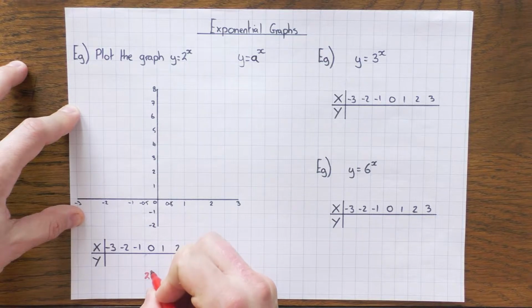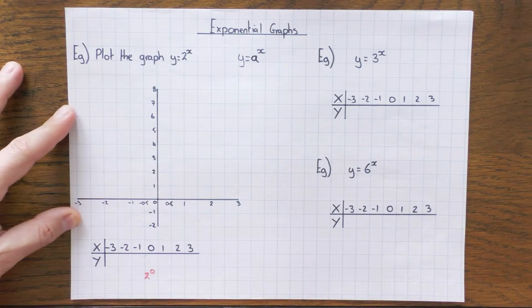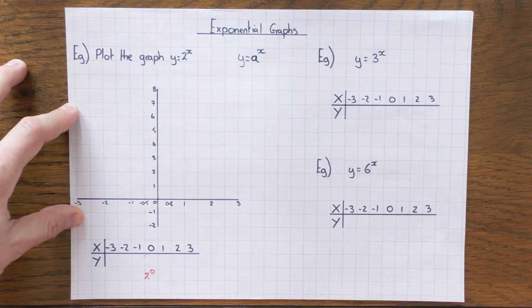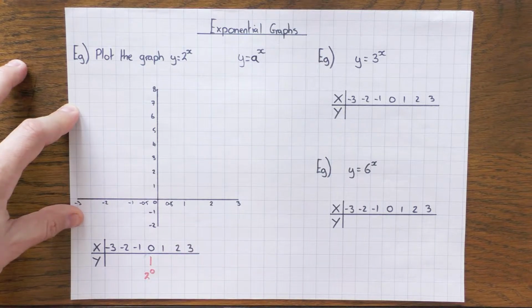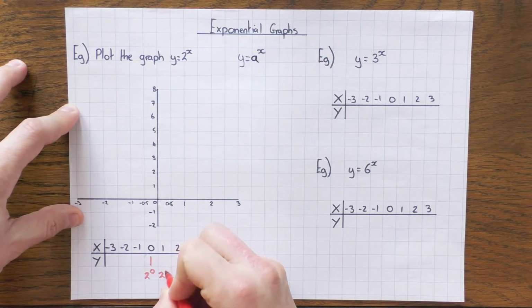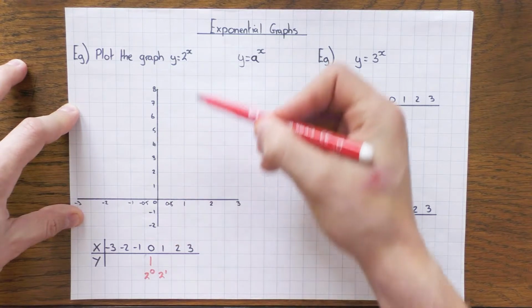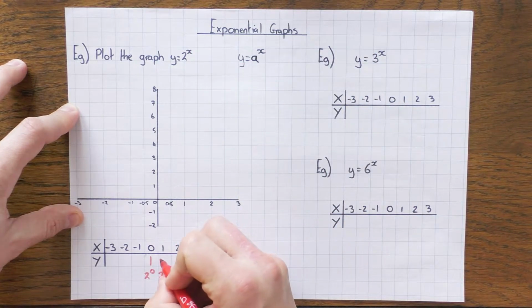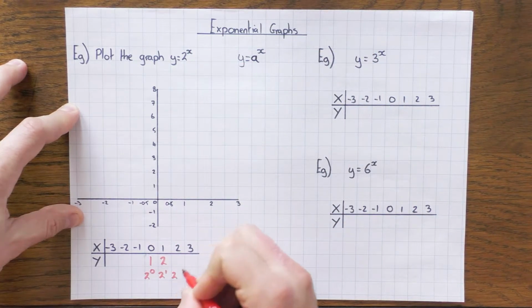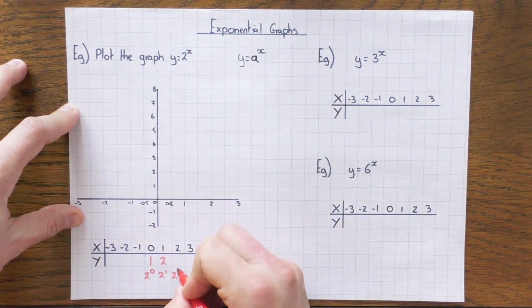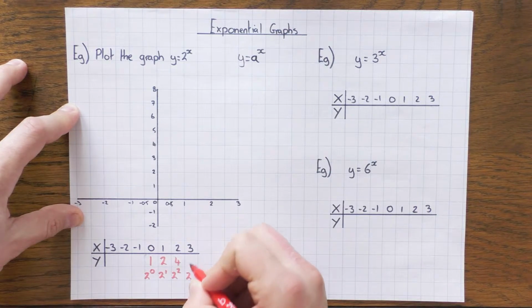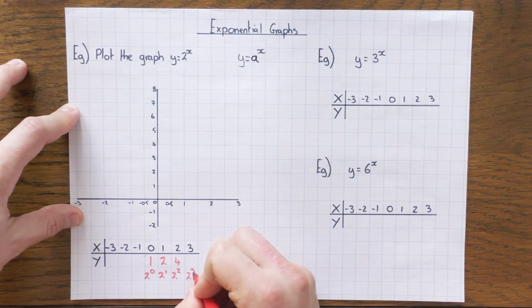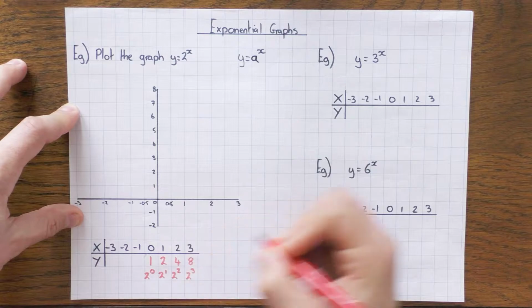So 2 to the power of 0. Hopefully you remember from your indices work that anything to the power of 0 is always 1. Then we've got 2 to the power of 1, because 1 gets substituted for x, which is just 2. Then I'll substitute 2 in for x, that's 2 squared, which is 4. And then I'll substitute 3 in for x, so that gives me 2 cubed, which is 8.